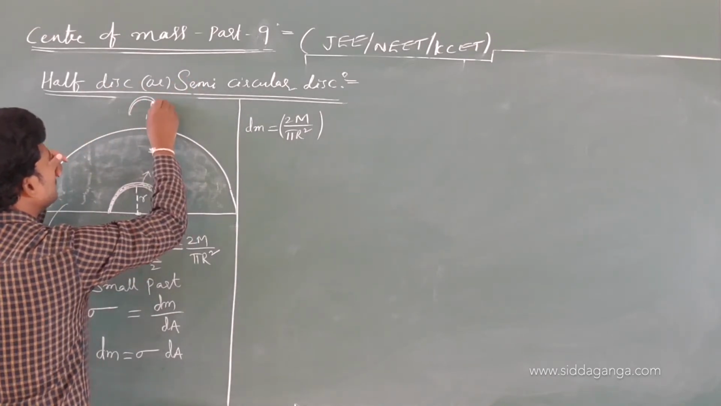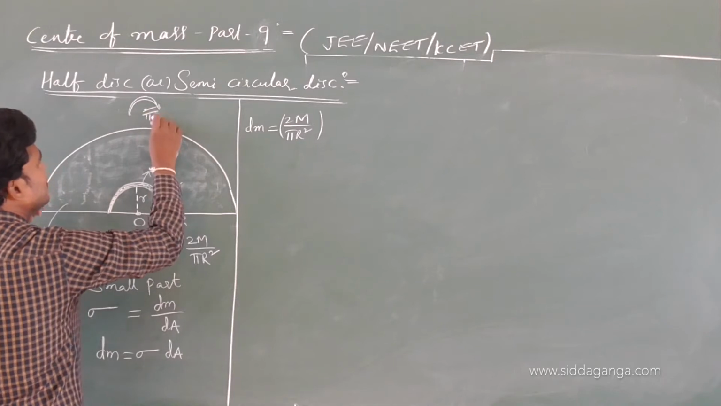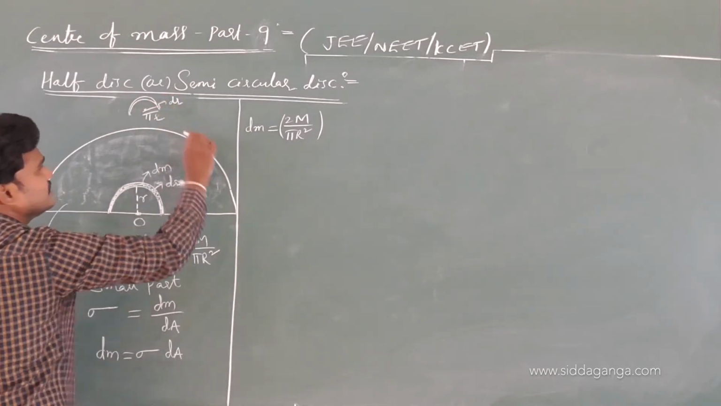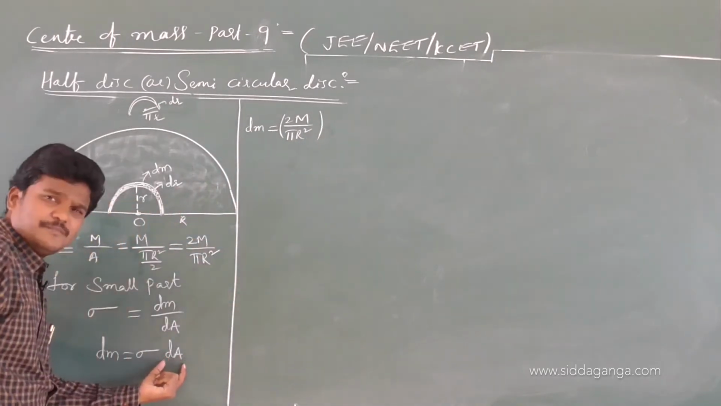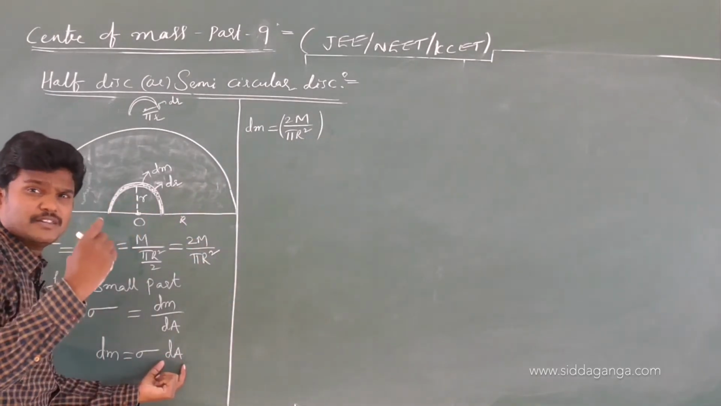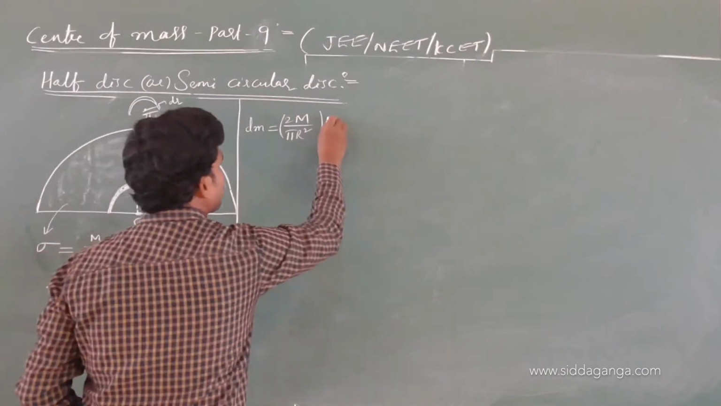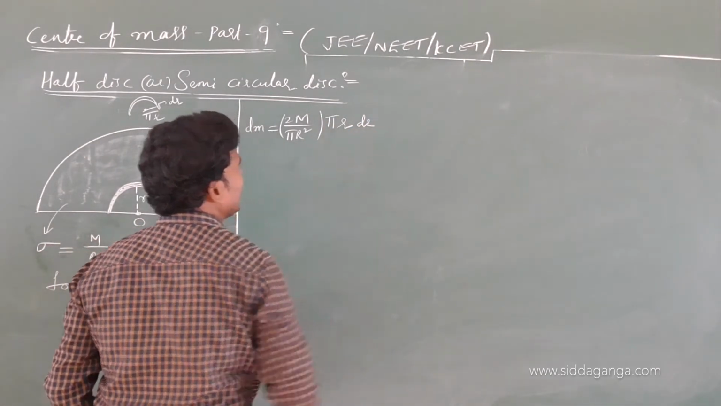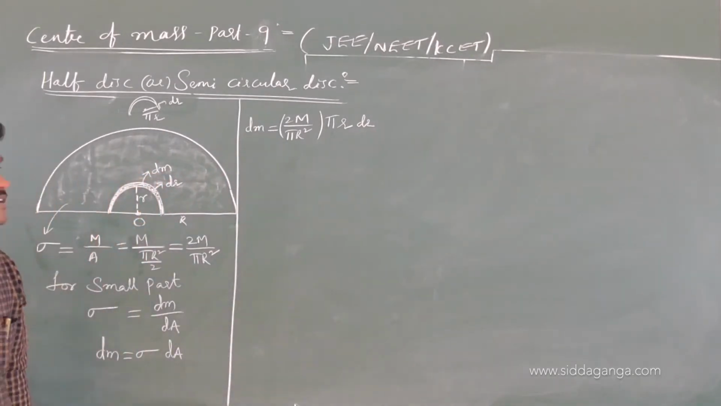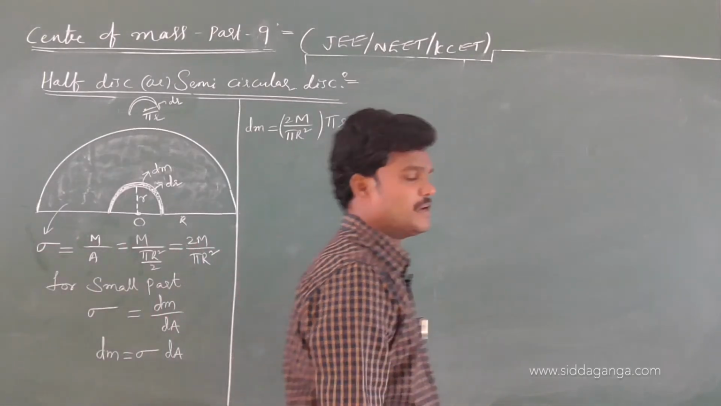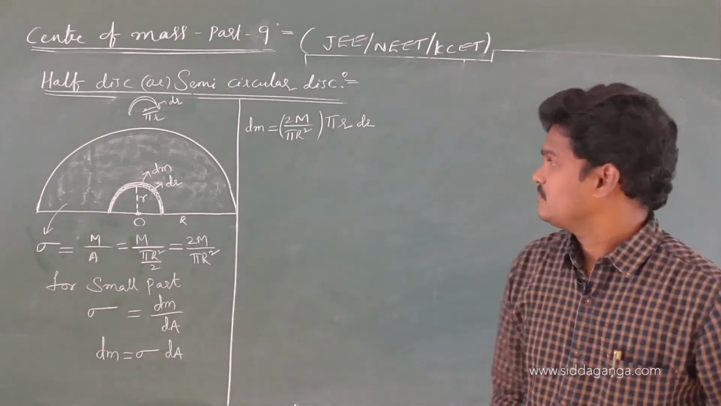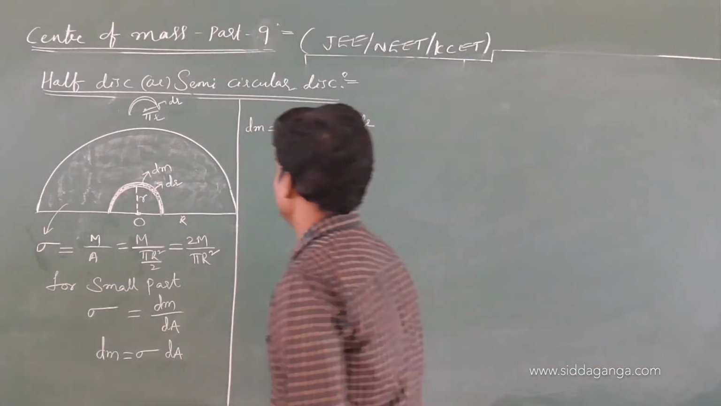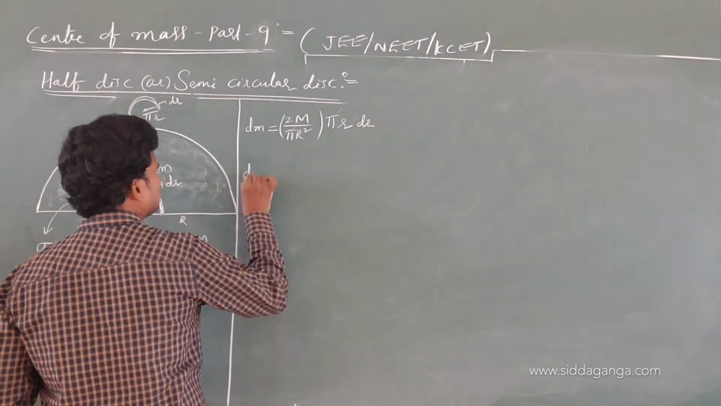So what is the length of this semicircular wire? Pi r. So length into thickness. Thickness how much? dr. So this area we can write as length into breadth. Length is nothing but pi r, breadth is nothing but dr. Observe carefully: pi r dr. Okay? Followed. Strike off the pi. Then find the dm value first.